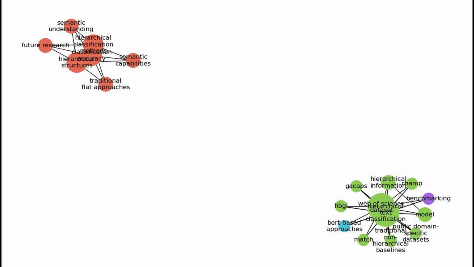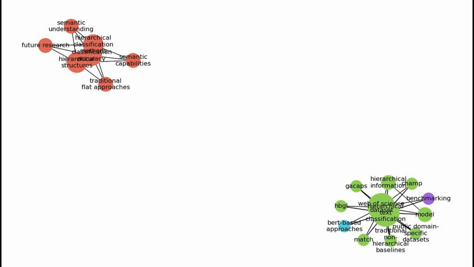The overall findings imply that leveraging hierarchical structures can significantly benefit classification accuracy, particularly when compared to traditional flat approaches like SVMs. The results also highlight the importance of semantic understanding in models, as seen with BERT, which contributed to better performance even in the context of hierarchical tasks. These insights point to a promising direction for future research.